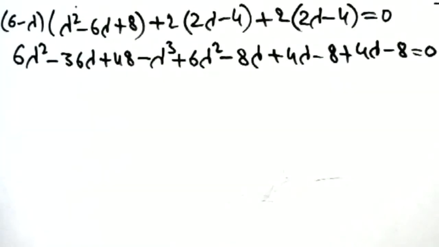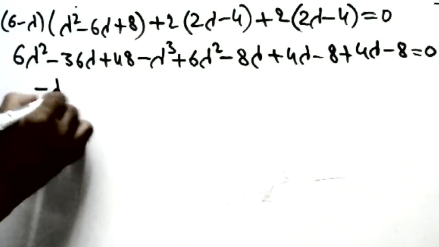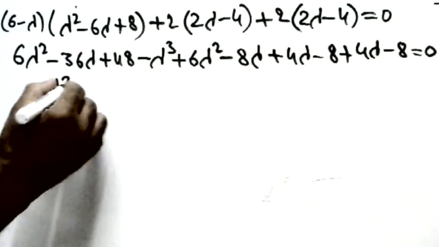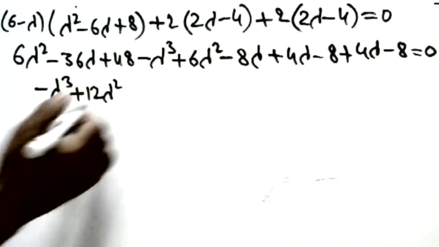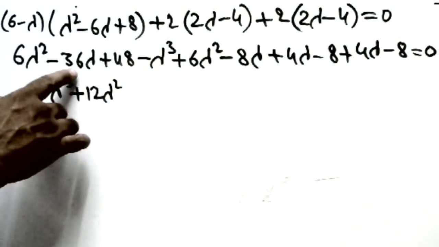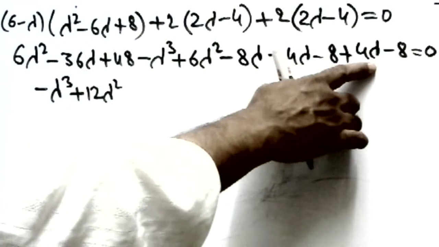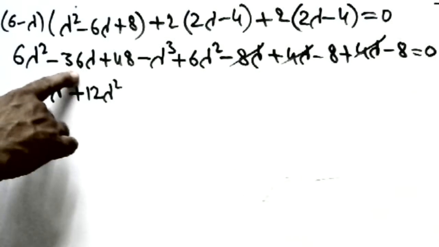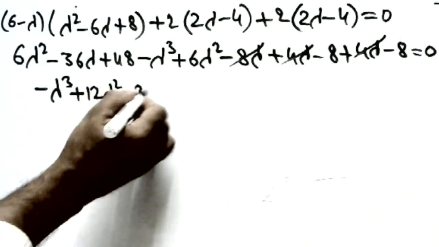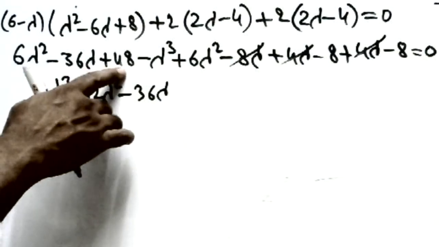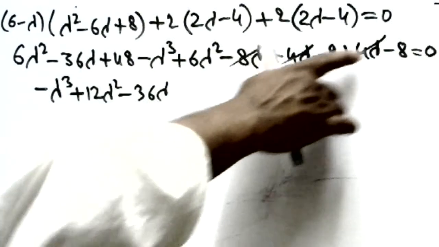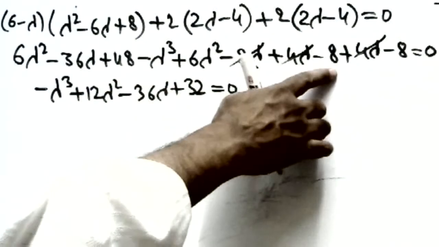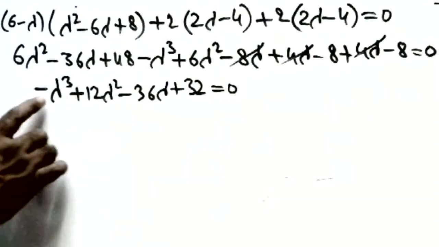Now this changes to a cubic equation. Let me first write minus lambda cube. Now the square terms: 6 plus 6 will be 12 lambda square. Now for lambda, minus 36. 4 lambda plus 4 lambda is 8, plus 8 lambda minus 8 lambda gets cancelled. What is left here is minus 36 lambda. Lastly 48 minus 8 is 40, minus 8 is 32, equals 0.